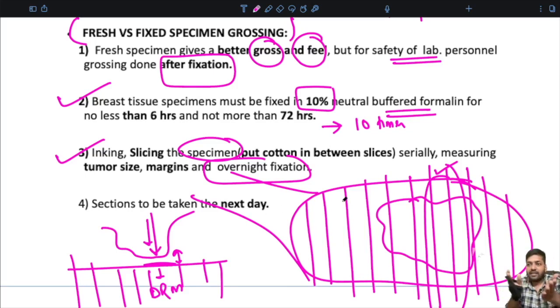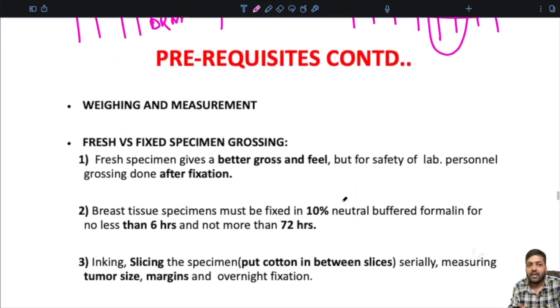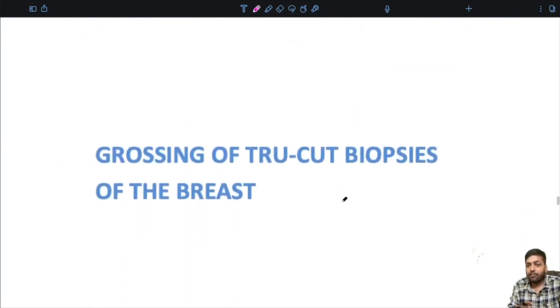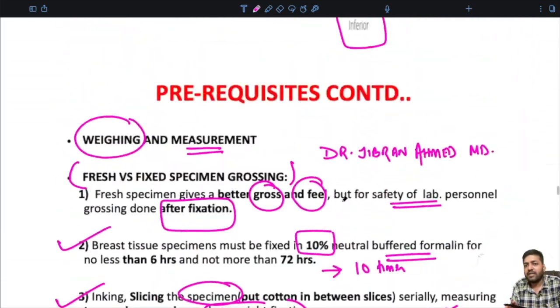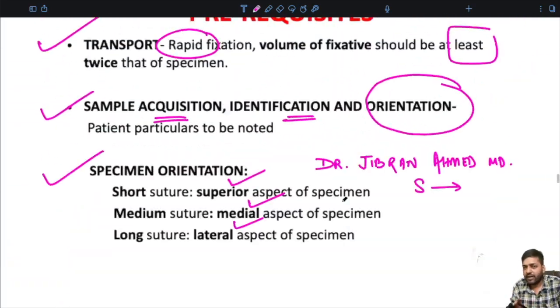And in between the slices you should place cotton wads soaked in formalin. Why? Because those cotton wads kept in between will allow the formalin to penetrate for better fixation. This is very, very important. So these are the prerequisites, and the prerequisites are the same for all the different types of specimen.